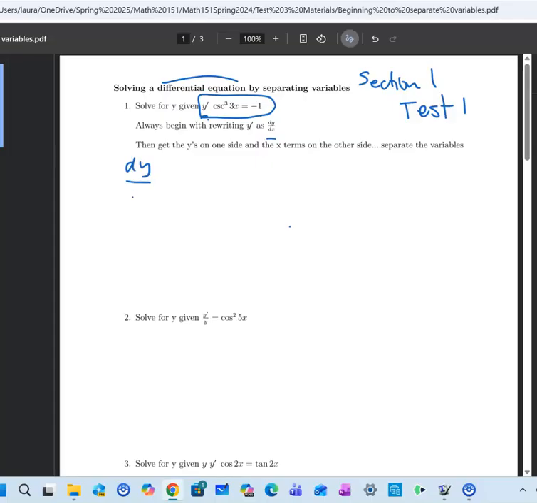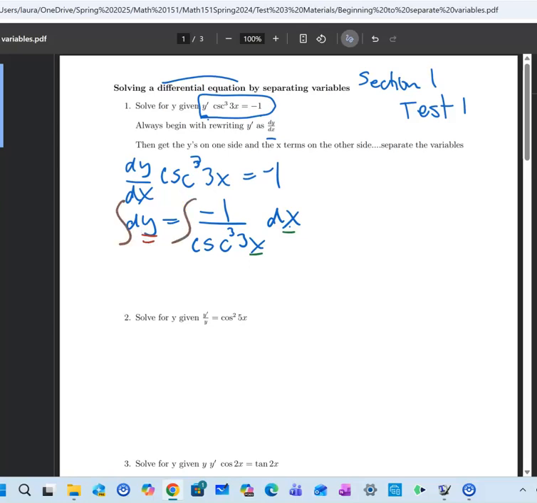There we go. dy over dx cosecant cubed of 3x equals -1. Then I want to multiply by dx, so I'm going to get dy. Oh, and I want to divide through by cosecant cubed of 3x because I want to get all the dx's on this side. So I want to separate the variables. So I have this. Okay, so you can see I have all the x's on this side and all the y's on this side. There's no y really there. And then, oh yeah, I need to integrate. It's screaming for integral signs.